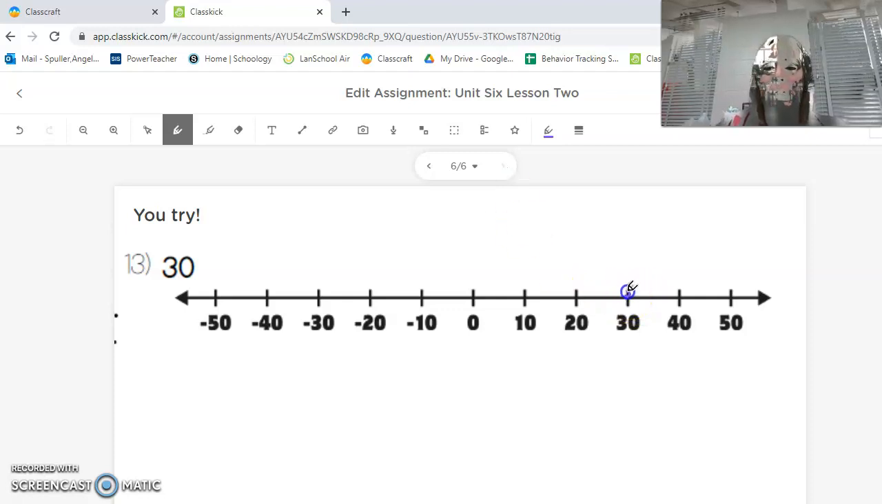Okay, you should put your first dot on 30. You should draw this line all the way over to -30 and put your second dot there. Great job. That's the end of Unit 6, Lesson 2.